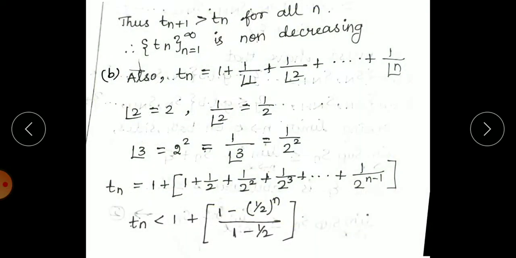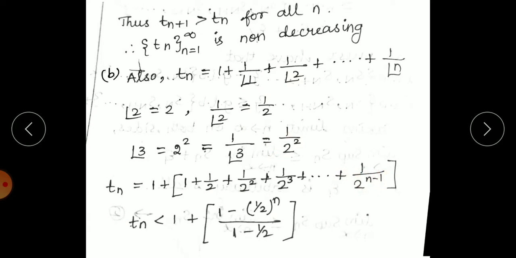So let us take the given term Tn. 2 factorial equals 2, and 1 by 2 factorial equals 1 by 2. 3 factorial is greater than 2 squared, so 1 by 3 factorial is less than 1 by 2 squared. We are taking it like this. So Tn equals 1 plus 1 by 2, then 1 by 2 squared, and so on up to 1 by 2 power n minus 1.